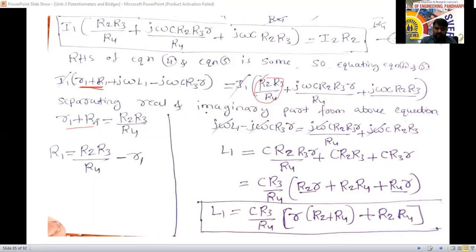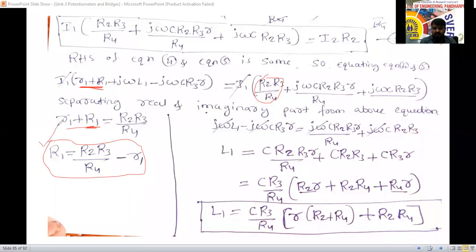Our unknown resistance is this capital R1. So R1 equals R2 R3 divided by R4 minus small r1, because when I send small r1 to the RHS side, the plus becomes minus. So this is the R1 equation. We have already got the same equation for the Maxwell bridge also.